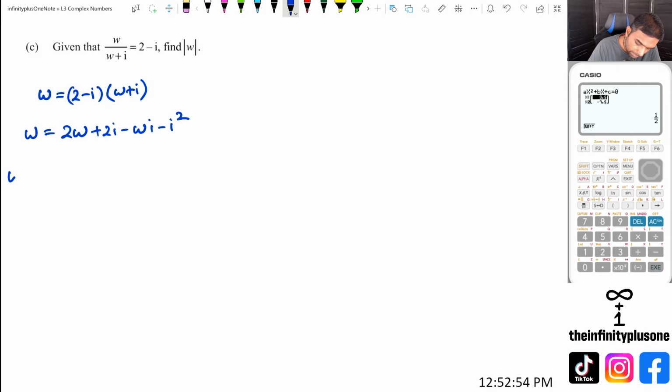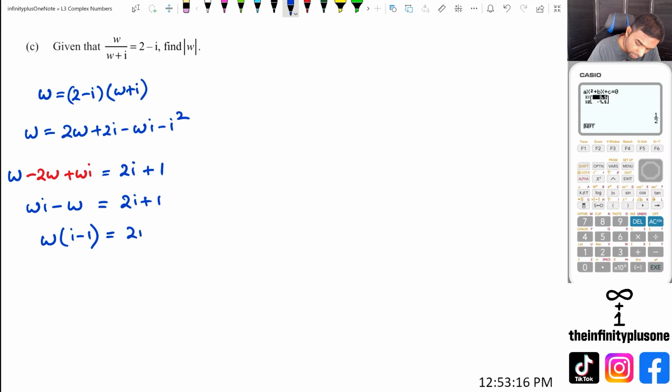So I've got w. This is going to become minus 2w plus wi equals 2i minus i squared, which becomes plus 1. And then here I've got wi minus w equals 2i plus 1. Then w is equal to (2i plus 1) over (i minus 1). Now that's w in, and I've got to rationalize this at the moment before carrying on with anything.